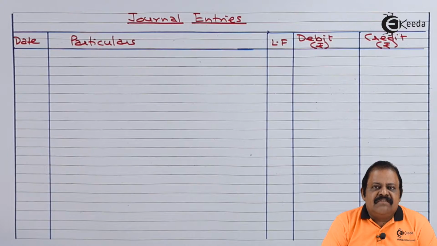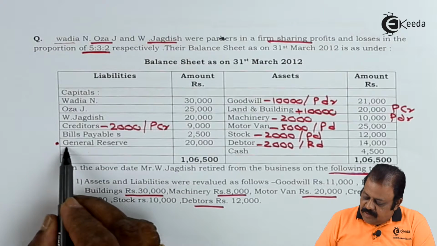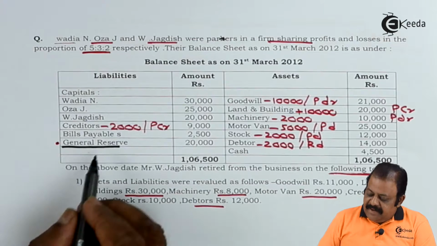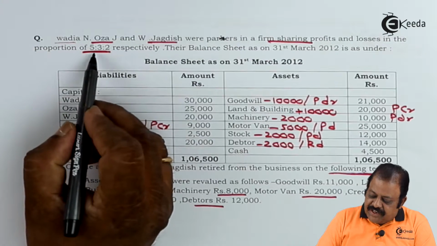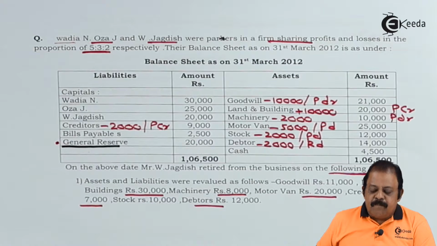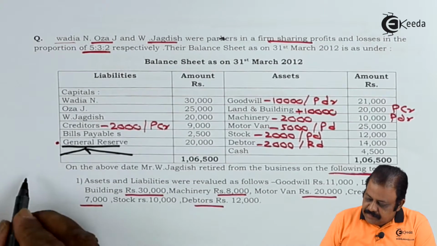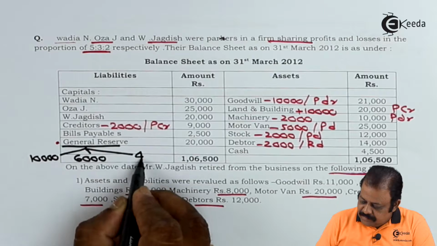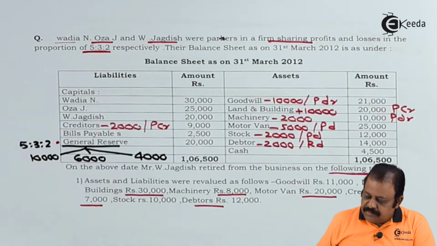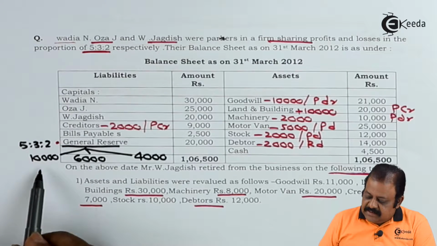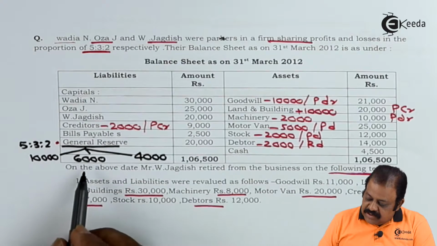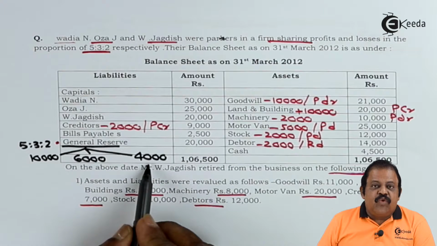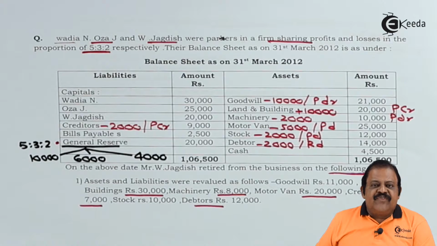Let us try that. On the liability side, we have general reserve 20,000. This will be divided among all partners in their profit sharing ratio 5:3:2. So Wadia gets 10,000, Oza 6,000, and retiring partner Jagdish gets 4,000. We can record the entry for this.